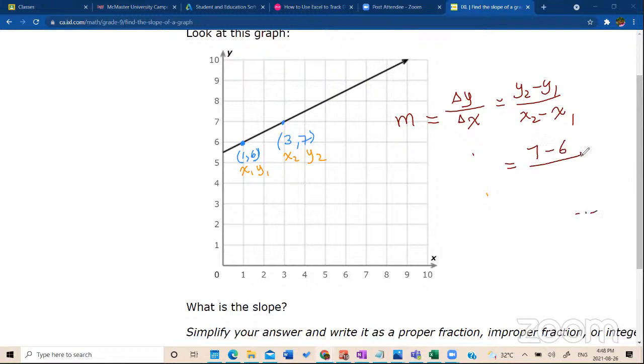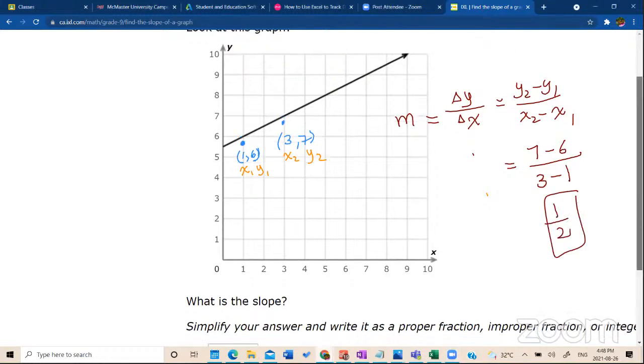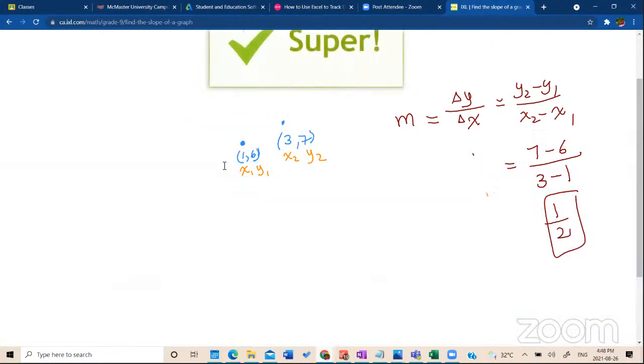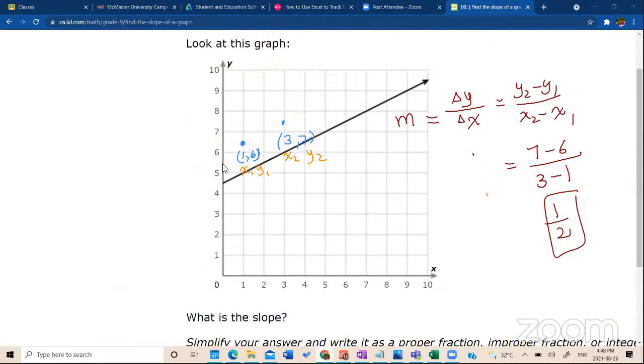And it's going to be 1 minus 3 for the last one. Which one is x2? It's going to be 3 minus 1. Yeah, very good. Then this will become 1 upon 2. Excellent. So let's just write 1 upon 2. Excellent. Okay, so let's try this one now.